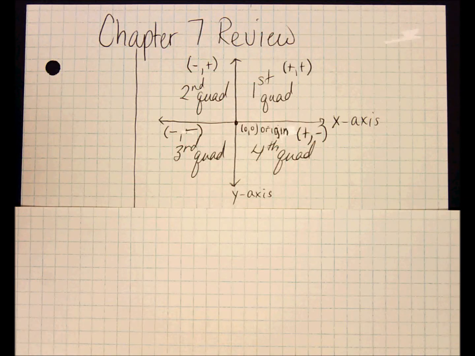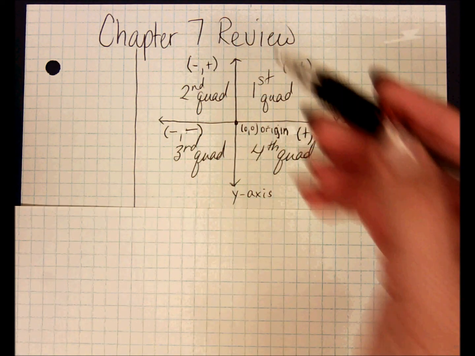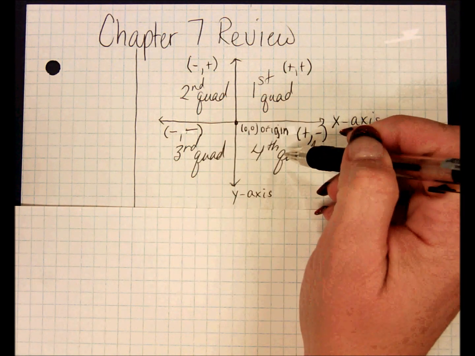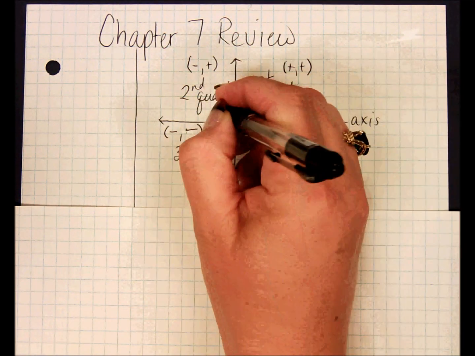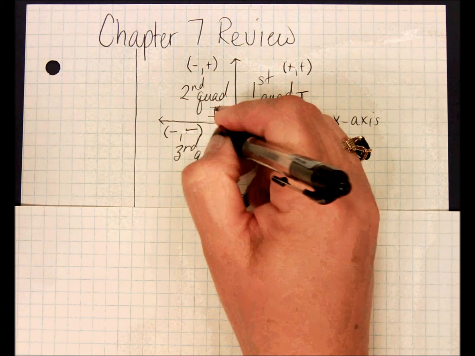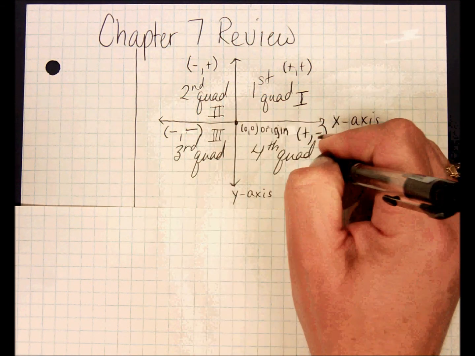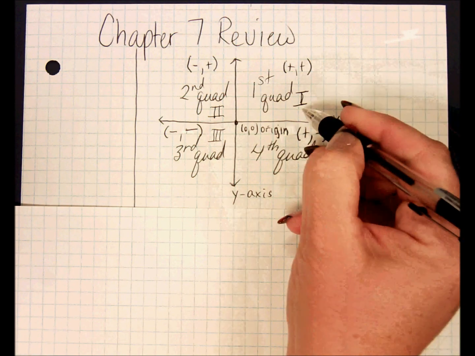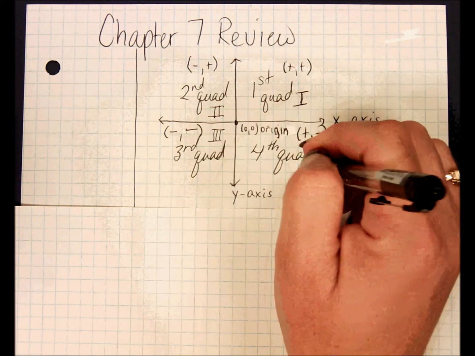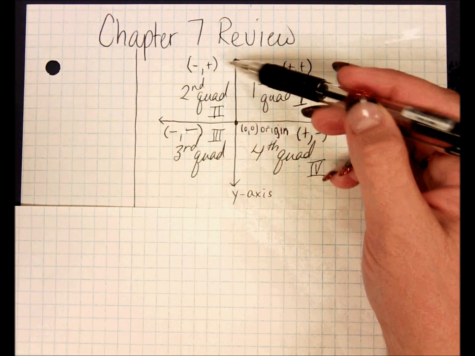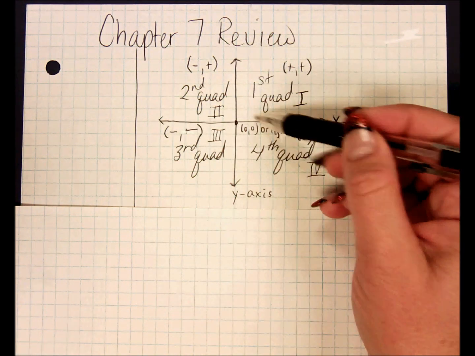Okay, we're going to be reviewing Chapter 7 for your test. So the first thing you covered in Chapter 7 was the different quadrants. And you need to make sure you know what the quadrants are. So usually they write them with Roman numerals. It goes counterclockwise: first, second, third, and fourth. Remember your y-axis, your x-axis, and your origin.